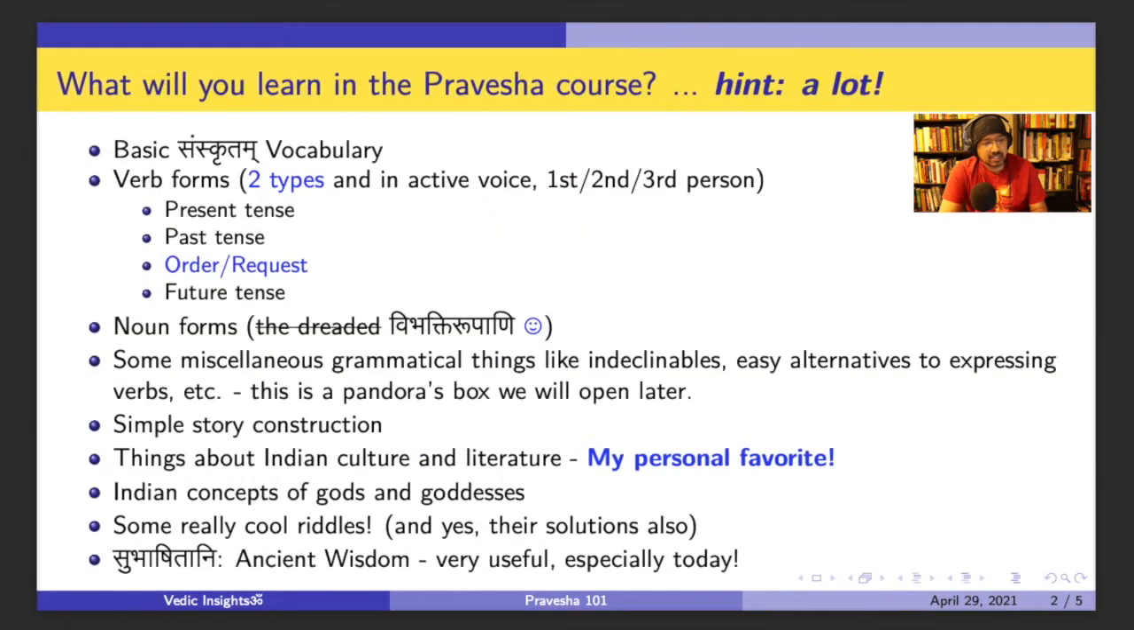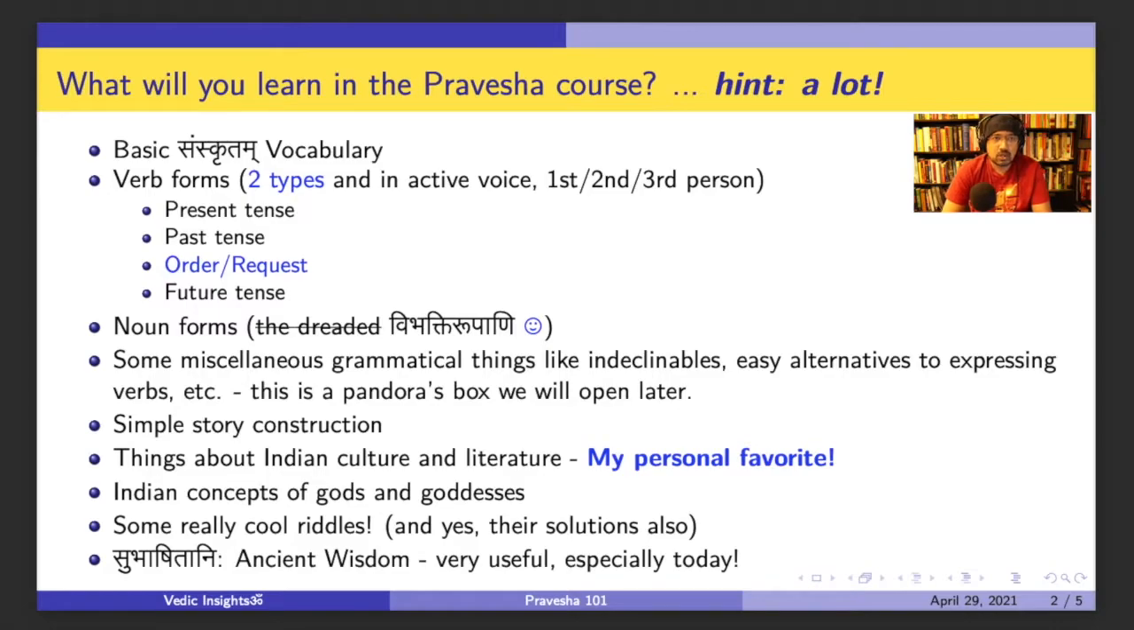So the Pravesha exam is the exam that tests the contents of the Pravesha book, and the course actually covers quite a bit of ground, but it does so in a very systematic manner. So you end up learning the fundamentals at a very nice pace. There are 10 chapters, and each chapter introduces bit by bit the foundational elements of the language. So in terms of what exactly those bits are, one part of it is definitely the basic Sanskritam vocabulary.